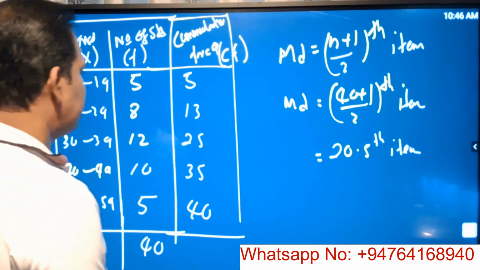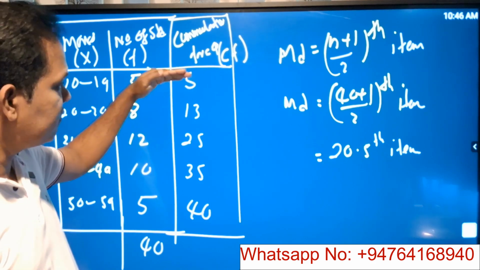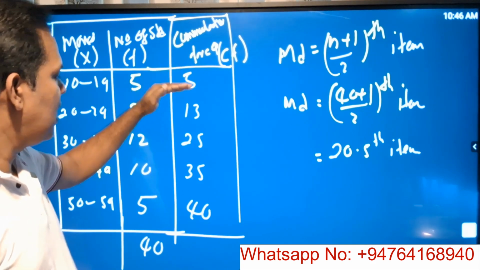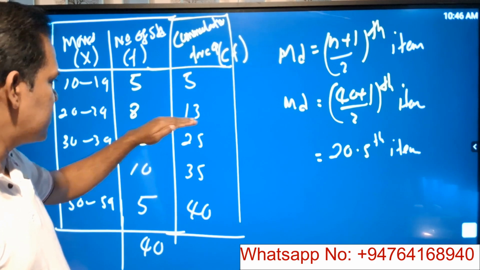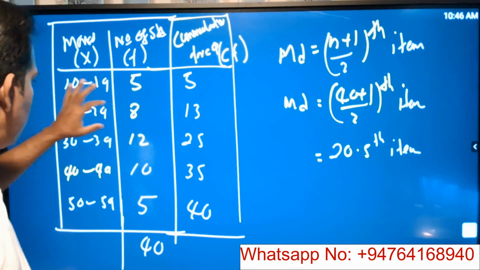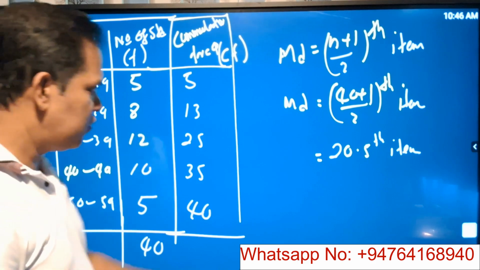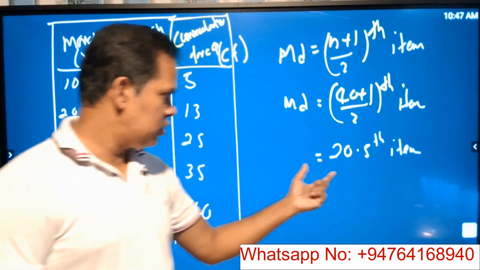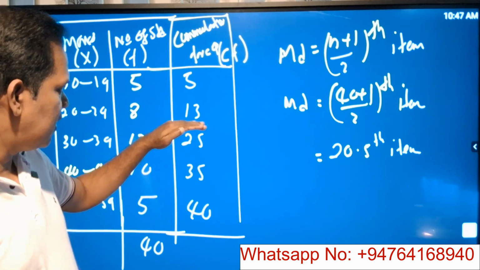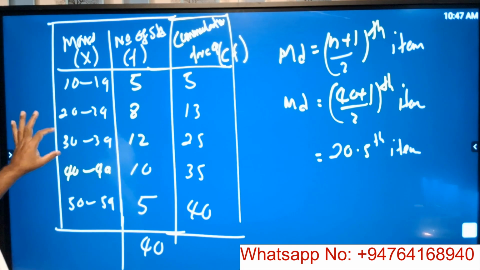I mentioned the meaning of this cumulative frequency. The first 5 students are over from here, and from the 6th student to the 13th student lies this range. That's the meaning of this. So now we are going to find the 20.5th item. From the 14th to the 25th, all students belong to this class, no?